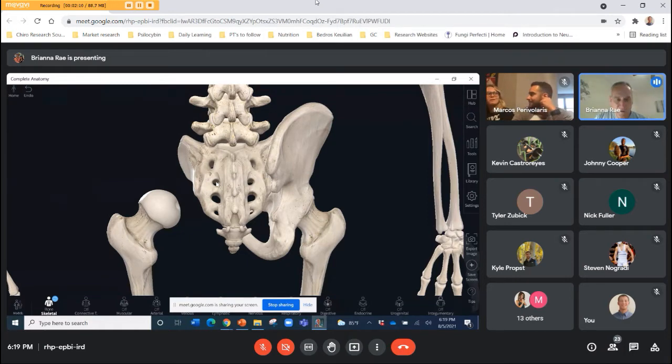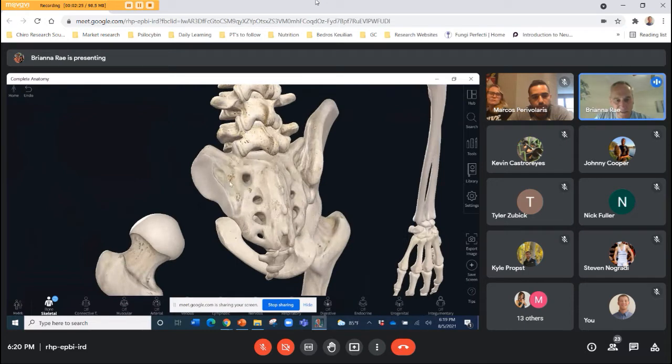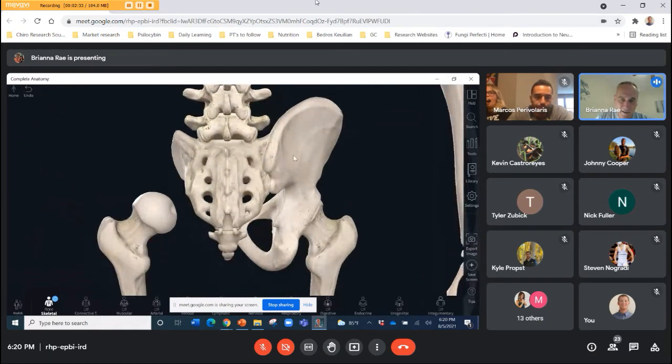I want you to look also at all the different angles. So this is the articulating surface of the SI joint. And then here's the ligamentous section, or the syndesmosis of the SI joint. So in reality, when we palpate the SI joint, we're palpating in this part of the joint. We're not near the articulating surface at all.